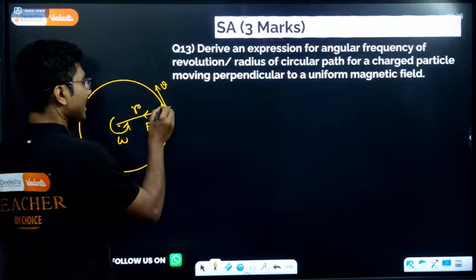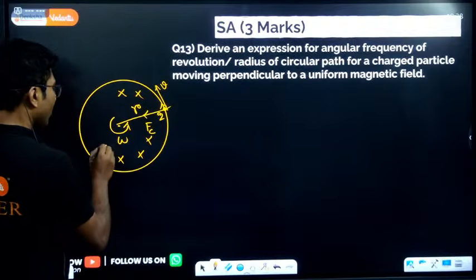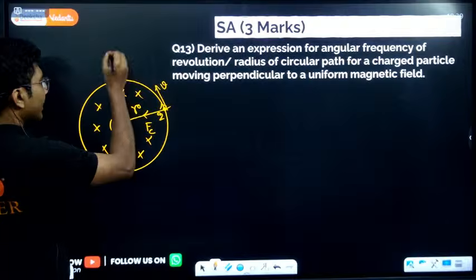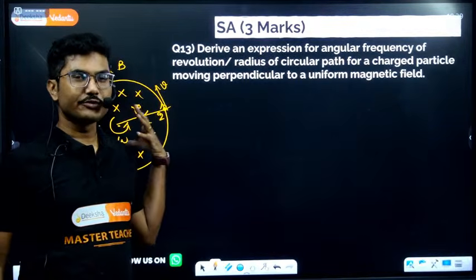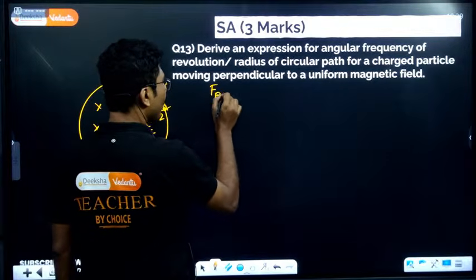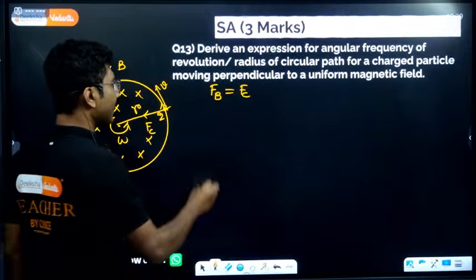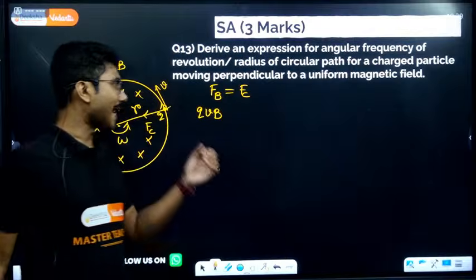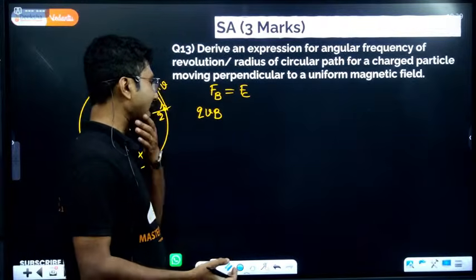So when a charged particle is rotating in a magnetic field, suppose this is a magnetic field, into the page of the paper, cross means into the page, then the Lorentz force, or the magnetic component of the Lorentz force, is providing the required centripetal force. So we can write the magnetic force is equal to the centripetal force. Now what is the magnetic force? Magnetic force is q into v into B. Sin theta is there, but because the angle between velocity and magnetic field is 90 degrees, we are not writing the sin theta.